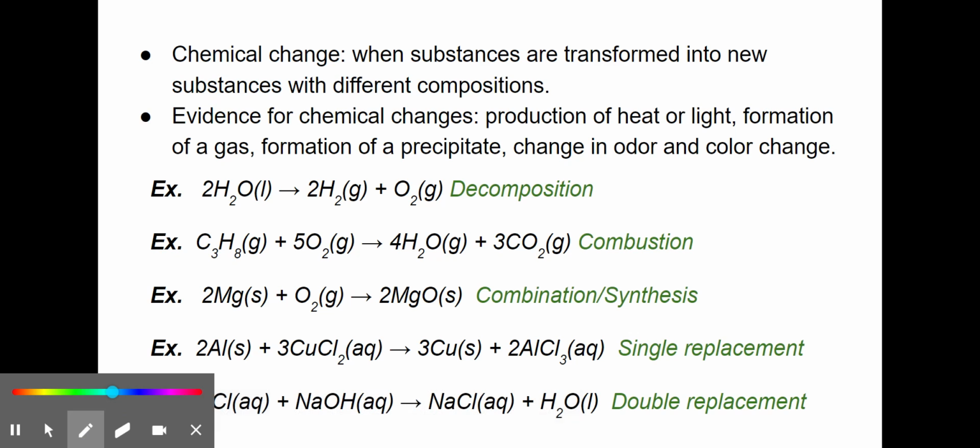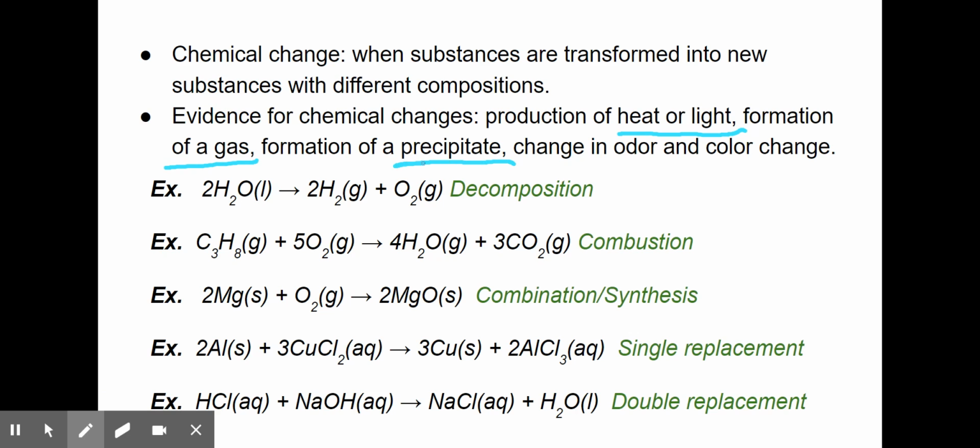And so, some evidences are the production of heat or light. You get a temperature change, you get the formation of a gas, which is bubbling. You get the formation of a solid, which we call a precipitate, or a change in odor or color. And it might be one of those things happening or several of them. There are times when bubbles form and it's not a chemical change, like boiling water. But, in general, if we look at the whole picture of what's changing, you can tell if it's a chemical or a physical change. You can also tell by the equations.